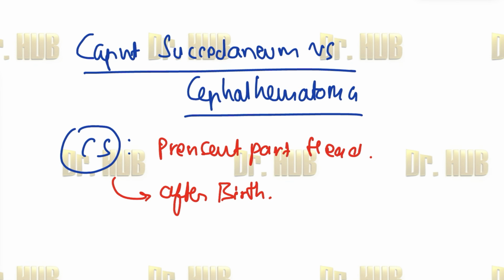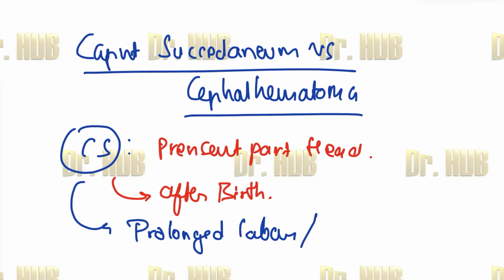Next is, what is the cause of the Caput succedaneum? The cause is prolonged labor. So this is caused by prolonged labor, causing venous stasis and edema.